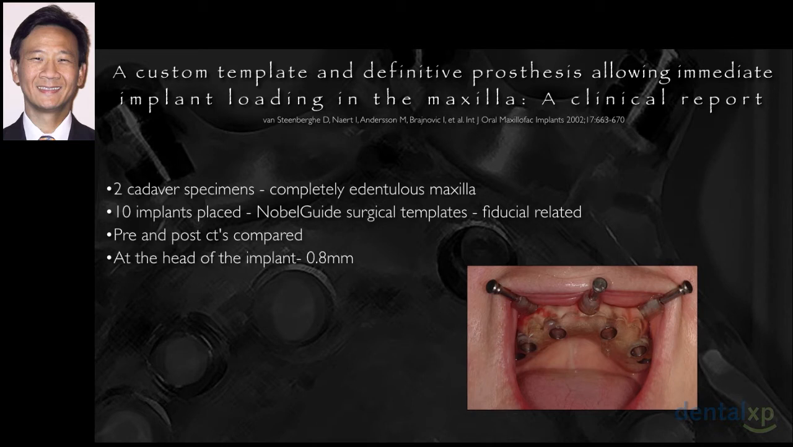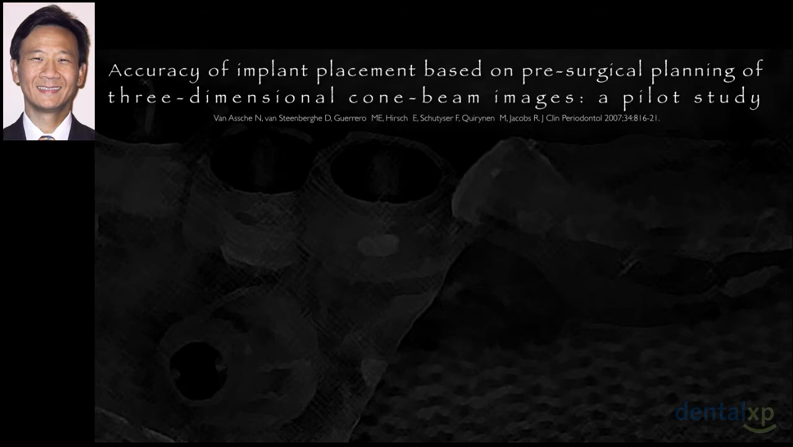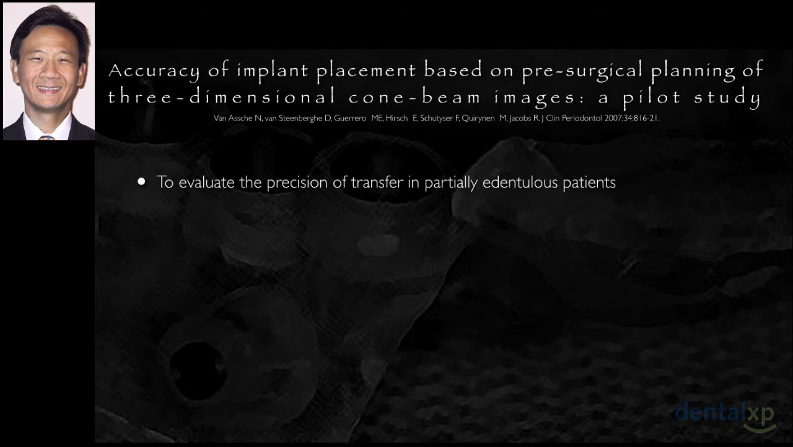At the head of the implant, the deviation averaged 0.8 millimeters, an average of 0.9 millimeters at the apex, and an angular comparison of about 1.8 degrees. This type of study was repeated for partially edentulous patients with Van Asch. Now Van Asch wanted to evaluate the precision of the transfer in partially edentulous patients.